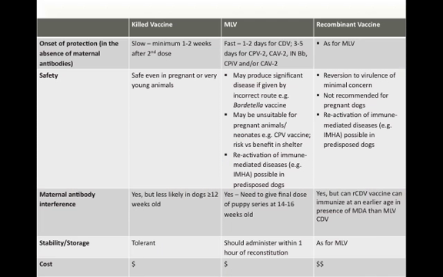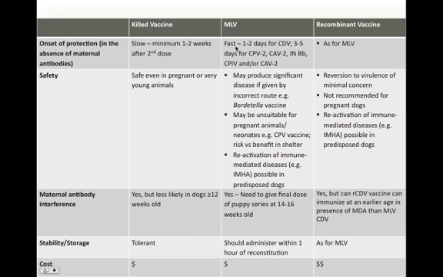So this table, it's rather busy, but I'll just hit the take-home messages from it. We've got 3 different columns here: killed vaccine, modified live vaccine, and recombinant vaccines. And each of these have different features that might be used to our advantage in different situations. So the onset of protection in modified live vaccine or recombinant vaccines is much faster than in killed vaccines.